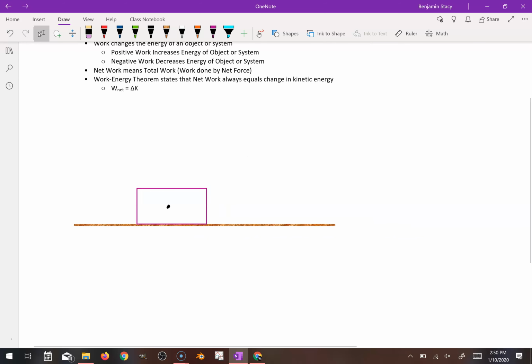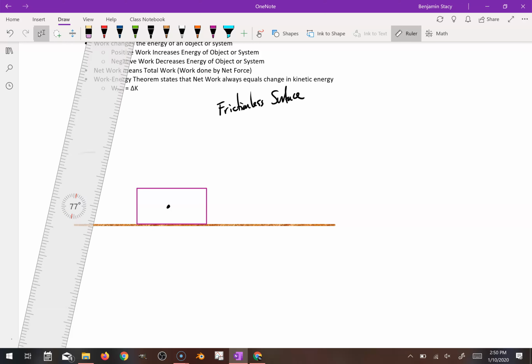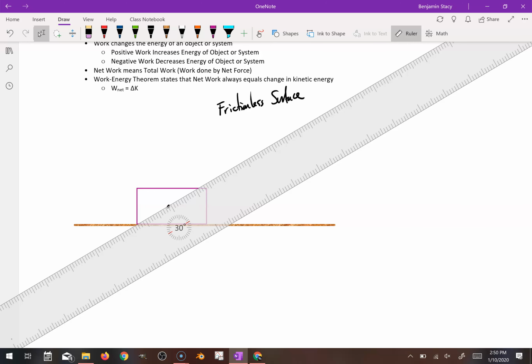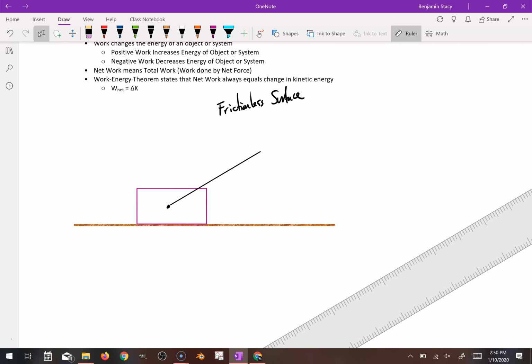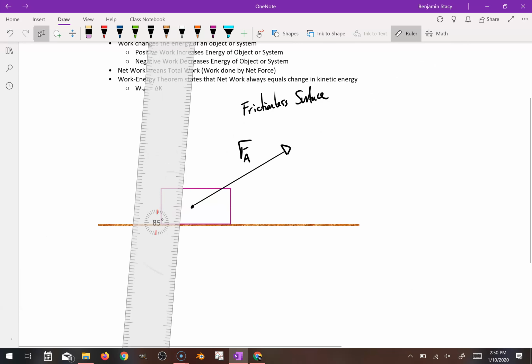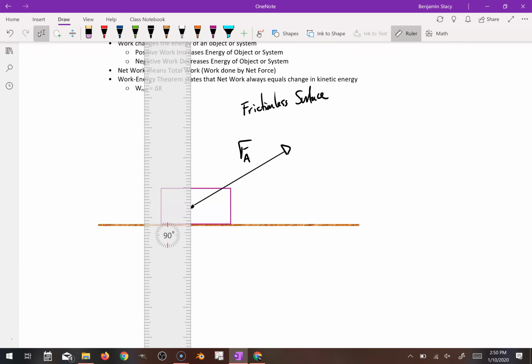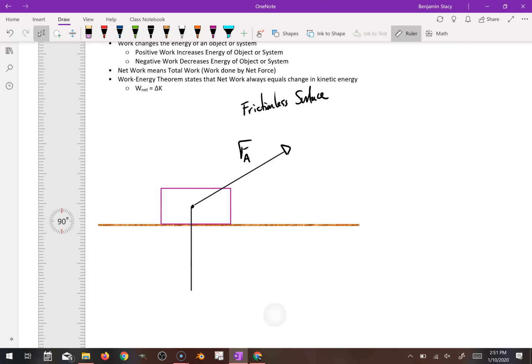I have an object here. Let's say there are a bunch of forces acting on it. Let's say gravity pulls down, normal force would push up. But let's assume we've got a frictionless surface here. I'm going to use a similar example to what I used in class for most of the classes. Let's say I have a force applied up here at an angle. We'll call it FA for applied force, and we'll draw our other forces in because our free body diagrams are still very useful for getting a complete picture of everything.